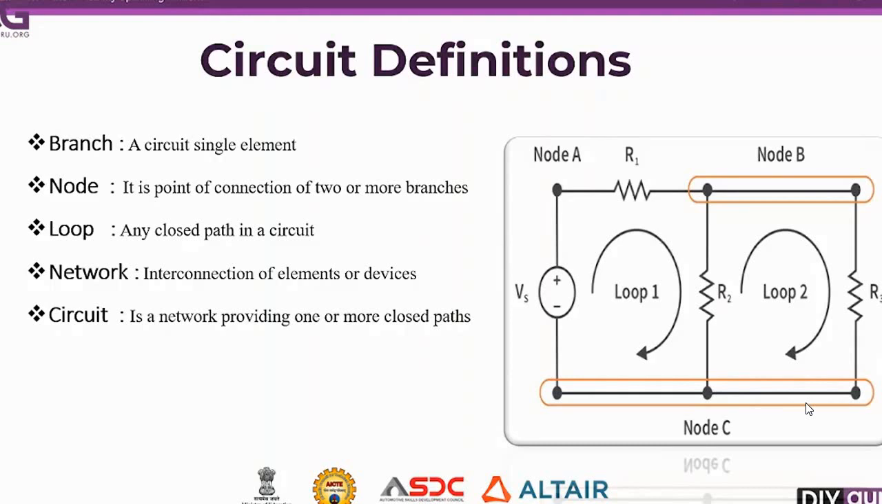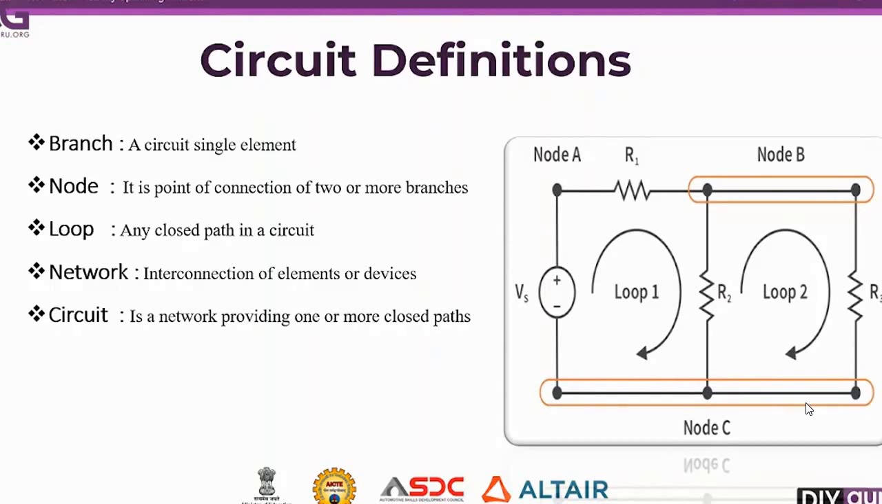So a network may be an open circuit or it may be a closed circuit. Remember that point. Okay, so next, coming to the circuit. A circuit is the interconnection of elements which forms a closed path. There should be a closed path, then only we call it a circuit. Okay, see the difference between network and circuit.